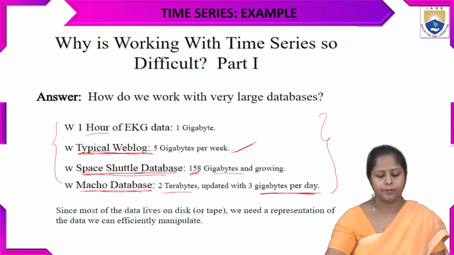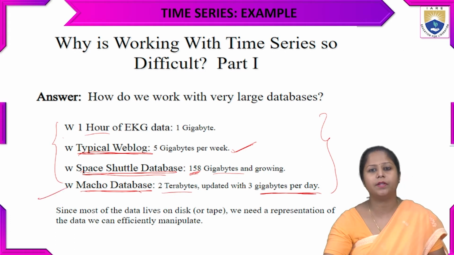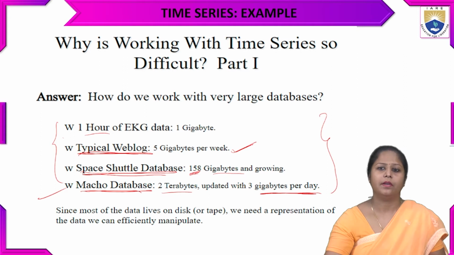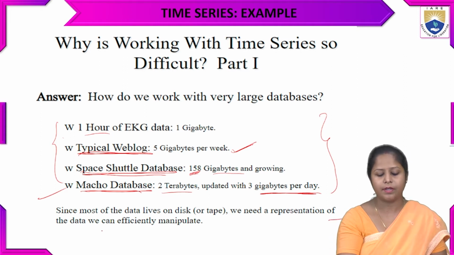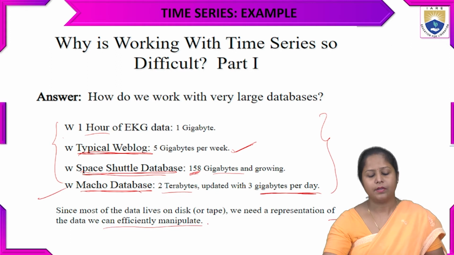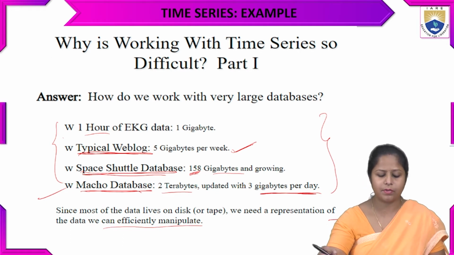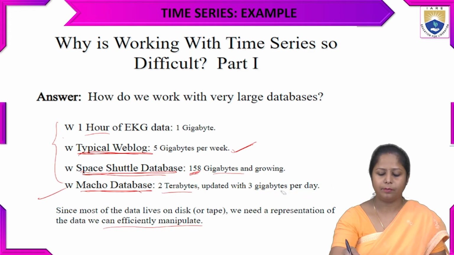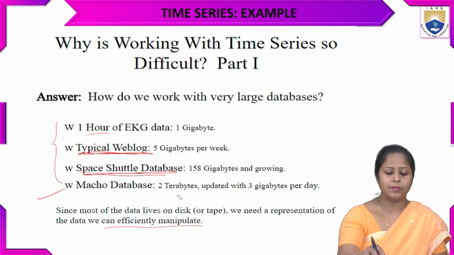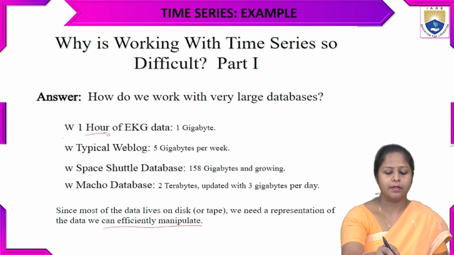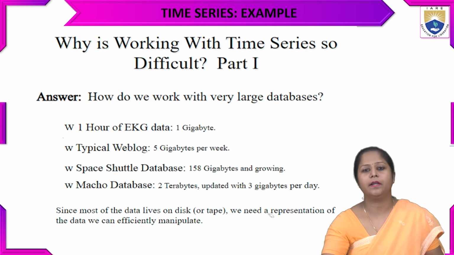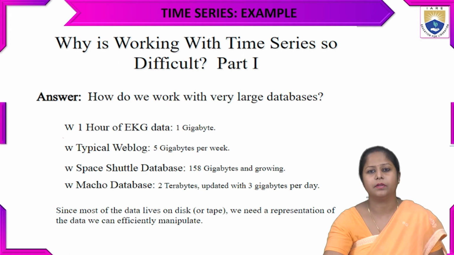Since most of the data lies on disk or tape, we need a representation of the data that we can efficiently manipulate. So we have to save the data on either a hard disk or a tape, and we need a representation of the same data that we can efficiently manipulate. So we need some type of sample data for that, and then we will manipulate and represent it in the form we need.